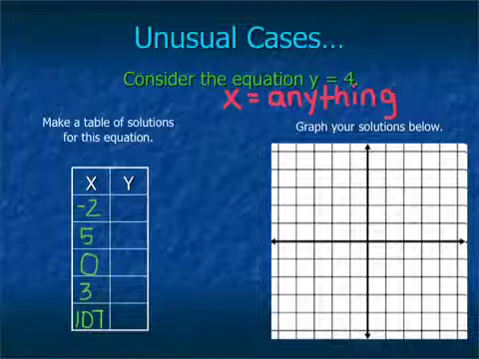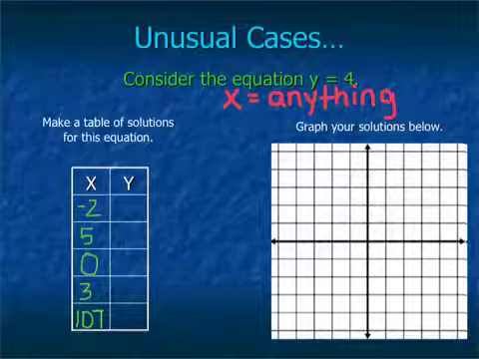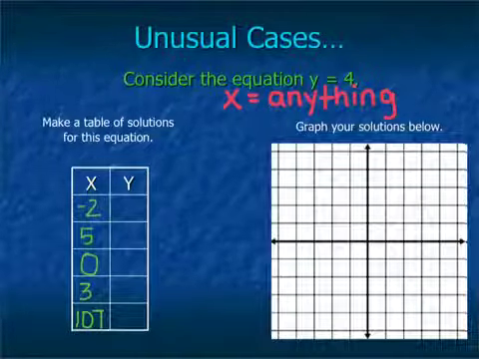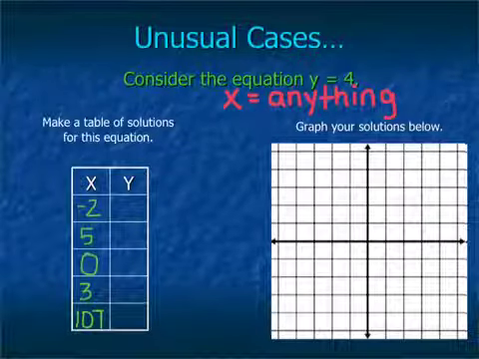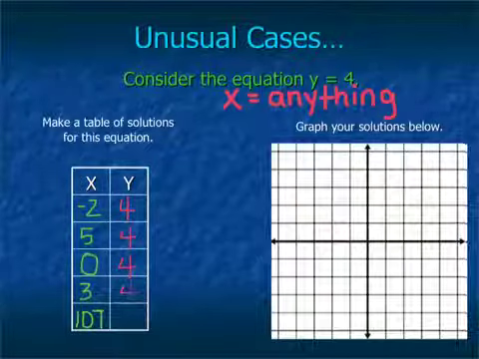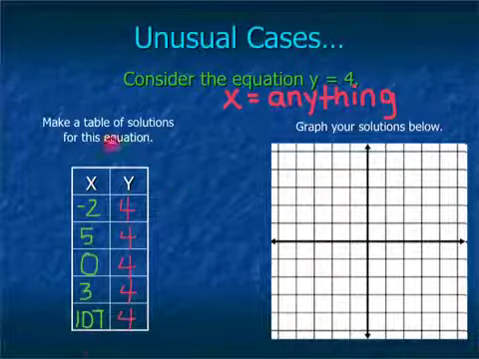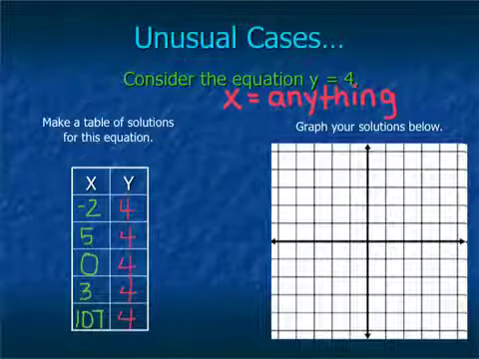Y, then, always has to be 4. That's what this says, is that y has to be 4. No matter what x is, y has to be 4. So that means my y values are going to be 4, 4, 4, 4, 4. And you won't have to make this table every single time you want to do one of these. Once you see sort of the pattern, I think you'll be able to just jump in and graph them. So let's plot these points.